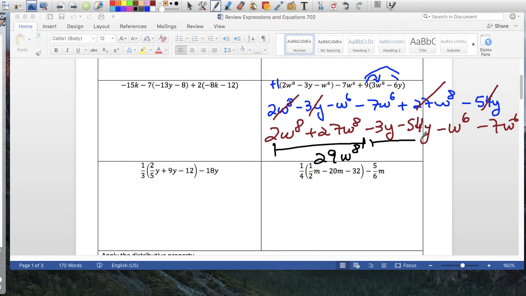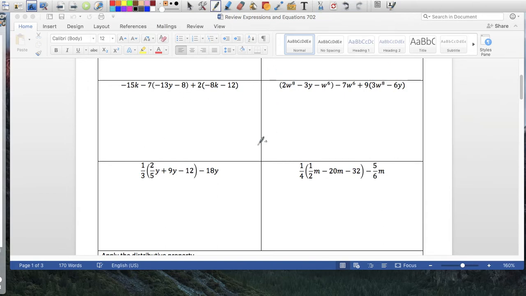Next part is negative 3 and negative 54. I know it's going to be negative, right? It's negative something y. And negative 3, negative 54 is the same thing as negative 3 plus negative 54, or negative 57. And the last one, it's negative 1. There's a 1 there, minus 7. And by now, you should know that's negative 8W6.